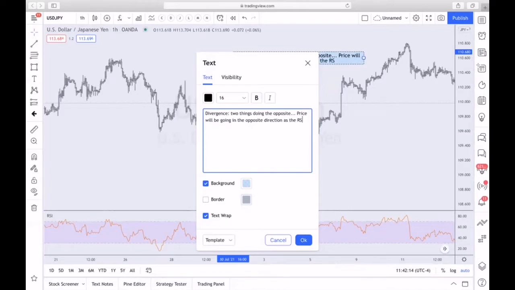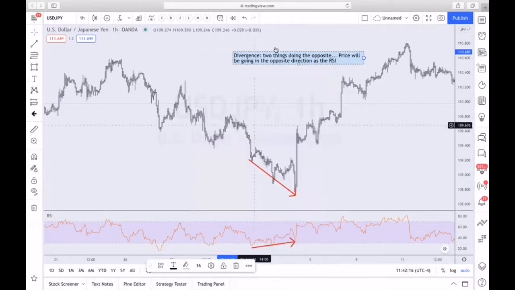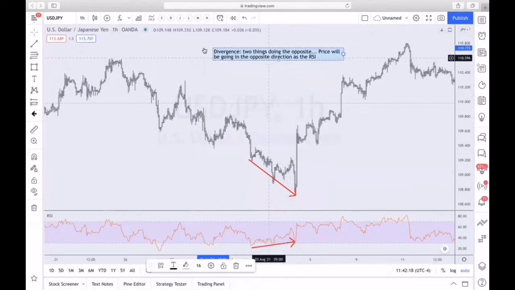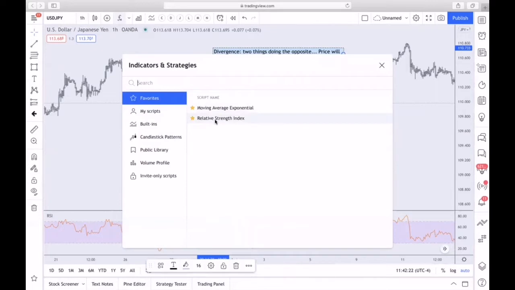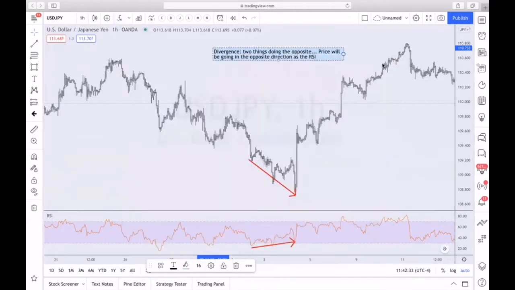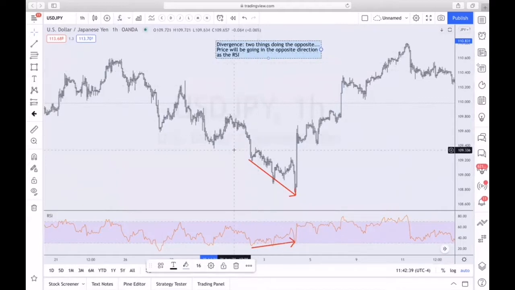the RSI. All right, so what is the RSI? If you guys don't know how to put that on your chart, what you're gonna do is come here where it says indicators and strategies, and you're just gonna type in, if you don't have it starred, relative strength index, okay? This is the only indicator that I use in regards to trading and marking up, and basically, again, I use it to be able to see divergence.